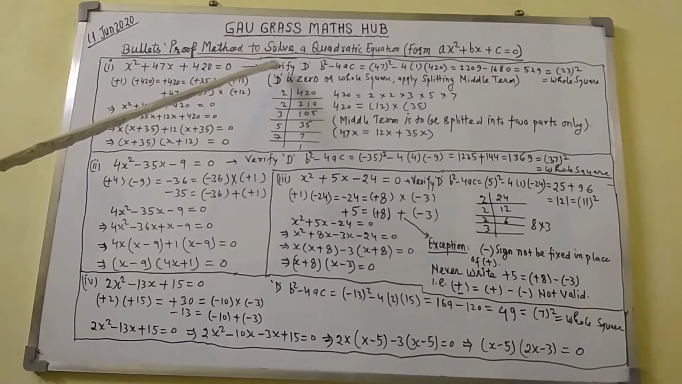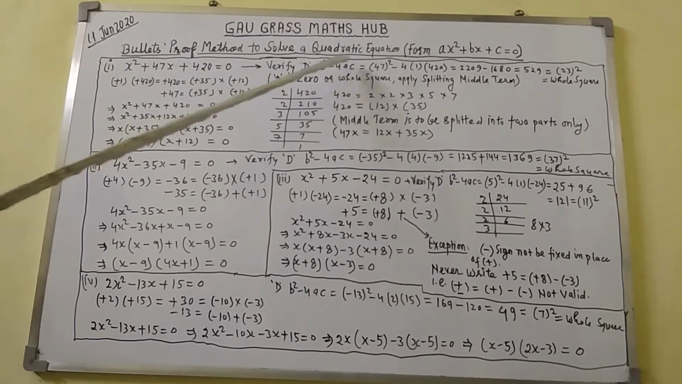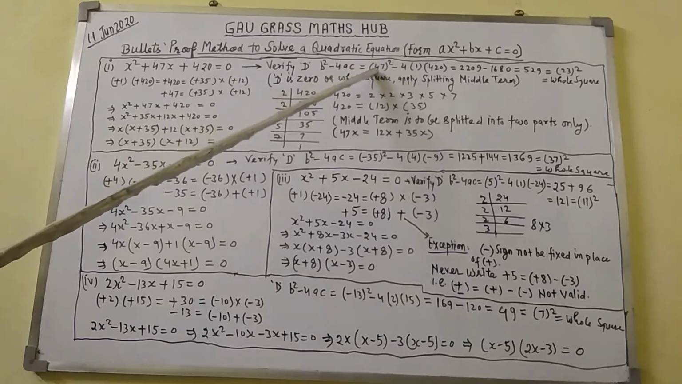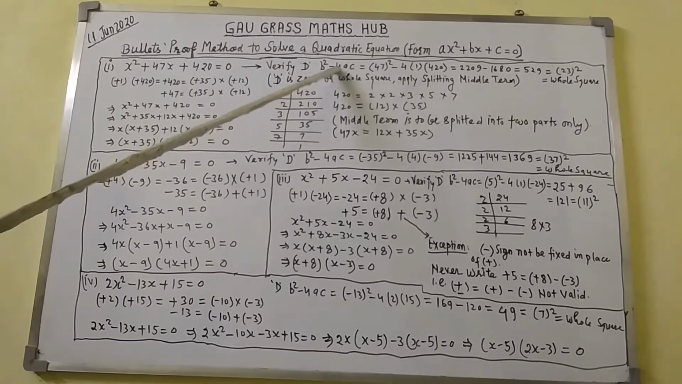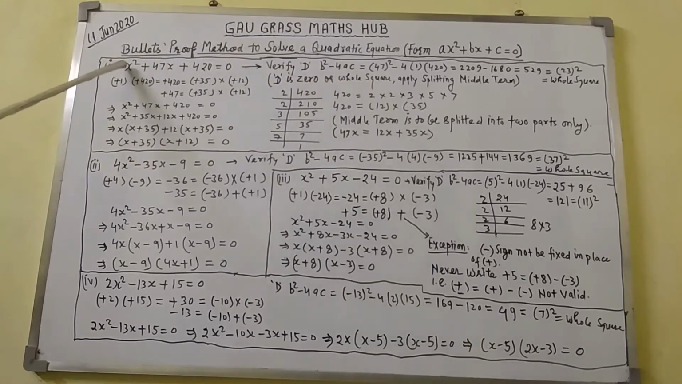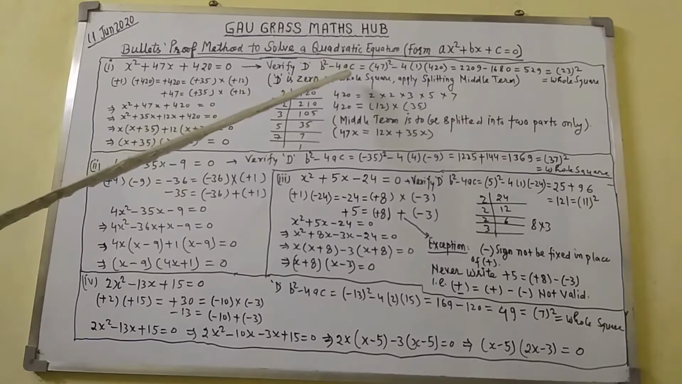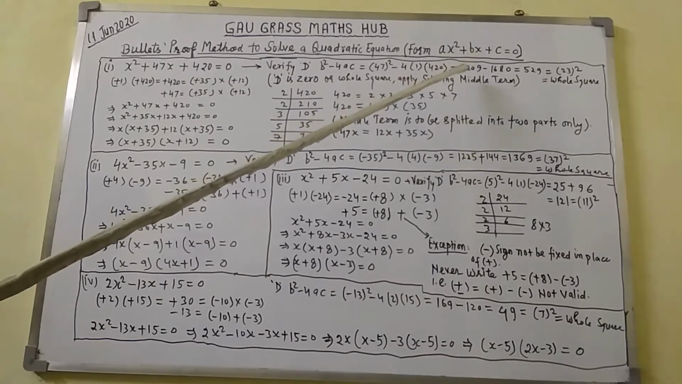Now what to do here? Verify D. D means determinant. The value of determinant is b square minus 4ac. Here you can see the value of b is plus 47, so write plus 47 whole square since b square is there. After that write minus, after that this 4 will come. After that, what is the coefficient of x square? The coefficient of x square is 1, that will be the value of a. Right, here the value of a is 1 as it is. And the constant value here is 420. Here write 420 equal to.